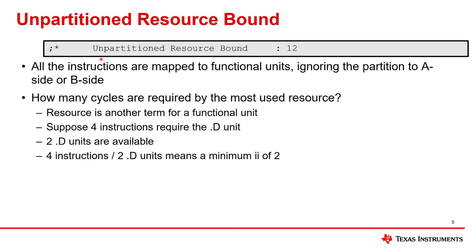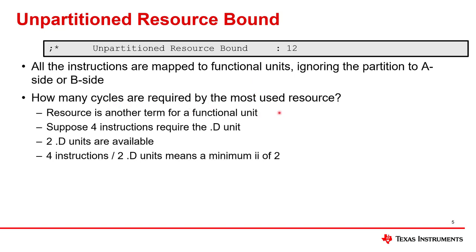When you see the line unpartitioned resource bound and some number, what does that mean? Okay, here's what's going on. All the instructions are mapped to functional units, and you remember functional units from the video on the DSP architecture overview. There's a group of them on the A side and a group of them on the B side. Well, all the instructions are mapped onto functional units, ignoring this partition between A side and B side. And then you ask the question, how many cycles are required by the resource that is used the most, which can seem a bit confusing.